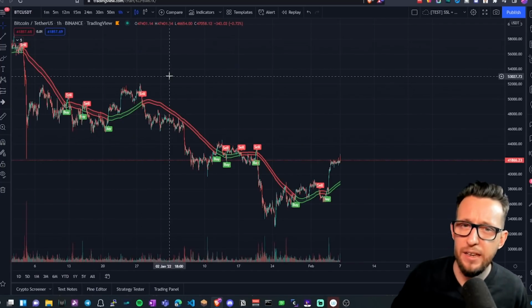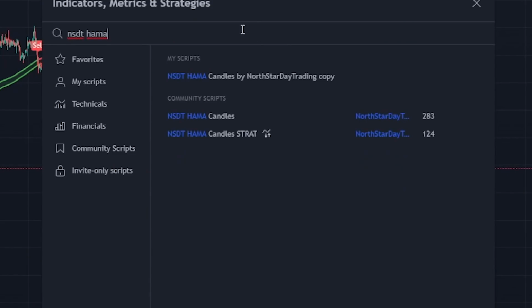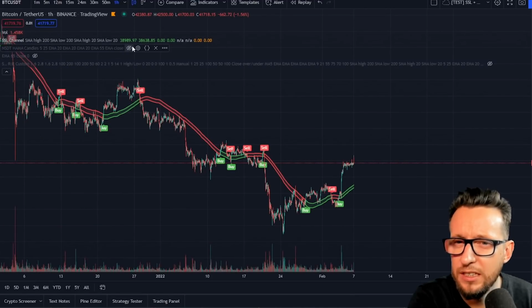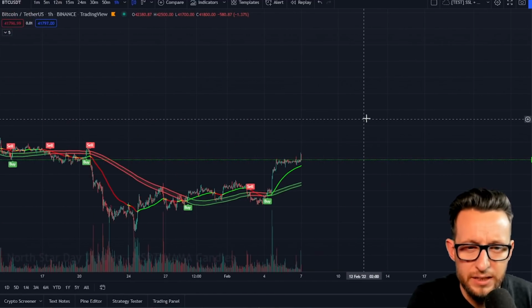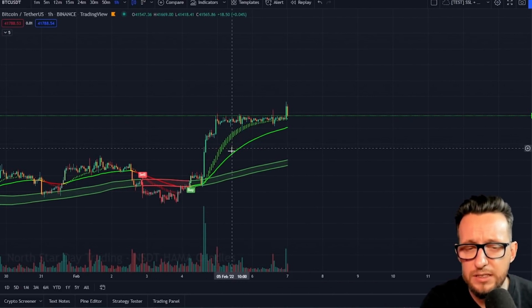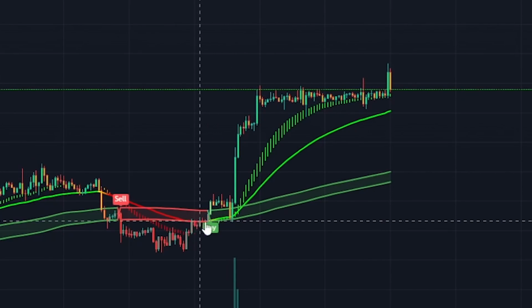Now we're going to be adding another indicator to give us our trigger. The other indicator that we're going to be adding is the North Star Day Trading HAMA candles. If you click there, that's going to end up with a nice looking indicator that looks just like this one here, with colors and all ready for us to trade. Now that has added a couple of things to our trading strategy. It's given us these HAMA candles here and also an EMA.